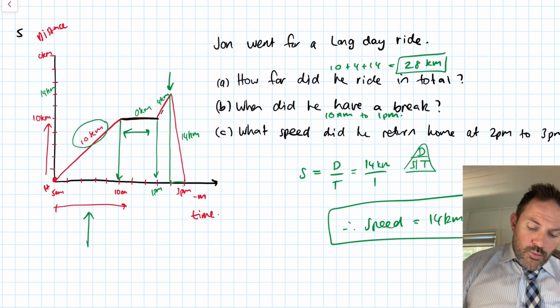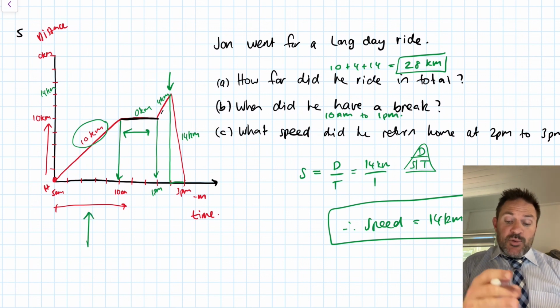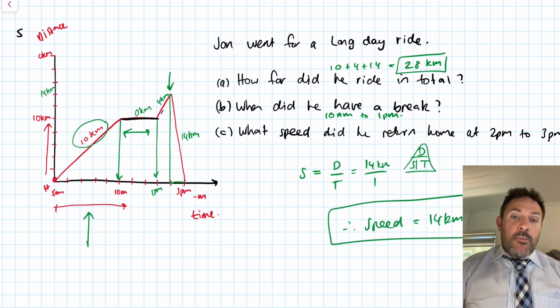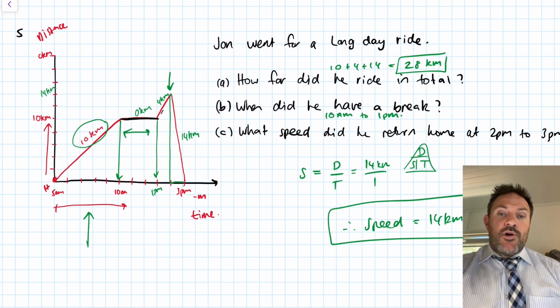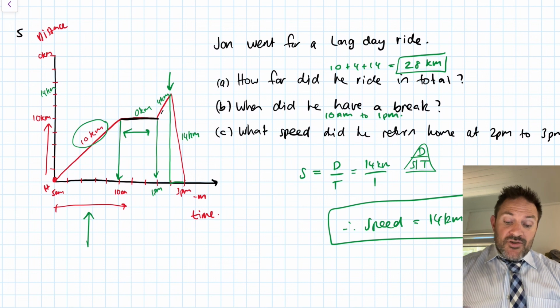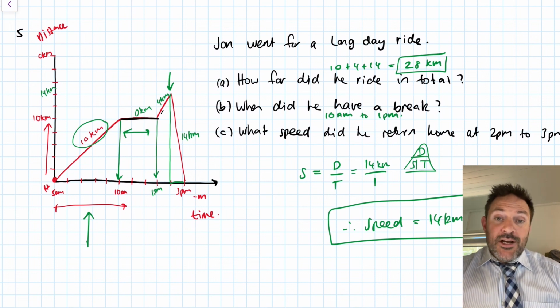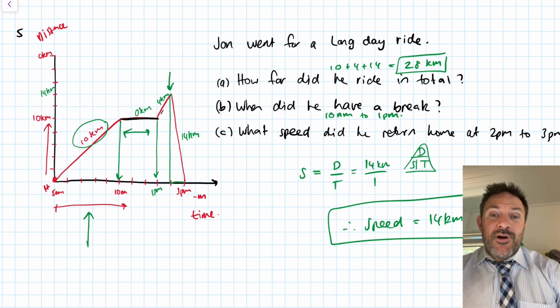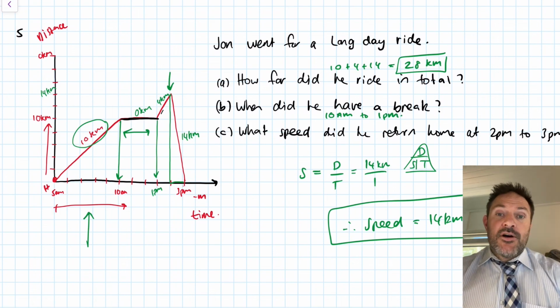I could have asked what was his first speed between 5 and 10. Well, that's 10 kilometers over 5 hours, so that's 2 kilometers per hour. Look at the big difference of time that he's spent. He's gone 2 kilometers per hour versus 14 kilometers per hour. So he had a real nice, easy break to start off with and then smashed it home.